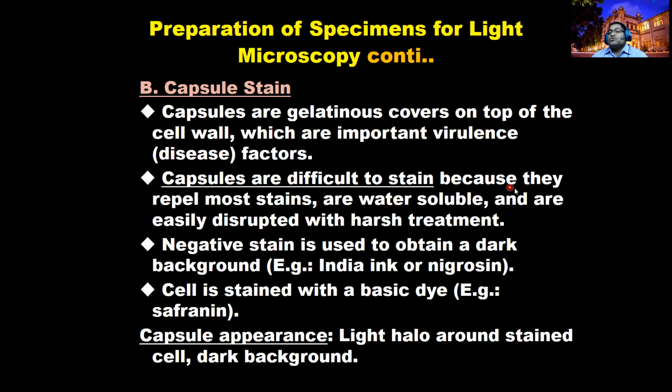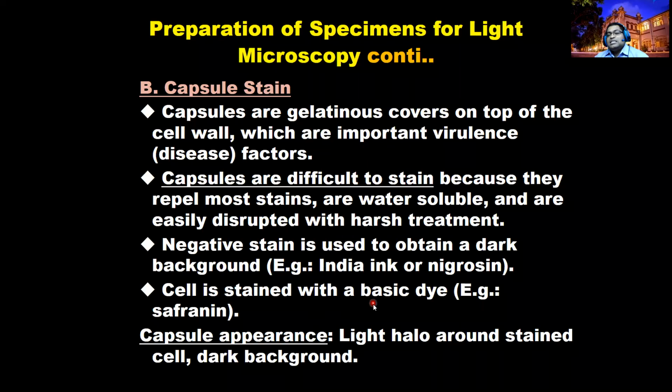The capsules are difficult to stain because they repel most stains. The capsule is water soluble and is easily disturbed by harsh temperature treatment. So this capsule is a water-soluble one, and immediately it will get destroyed. A negative stain is used to obtain a dark background. That's India ink or nigrosin. So India ink or nigrosin is used to obtain a dark background. That's what we told you for the observation of external structures. You can use nigrosin or India ink.